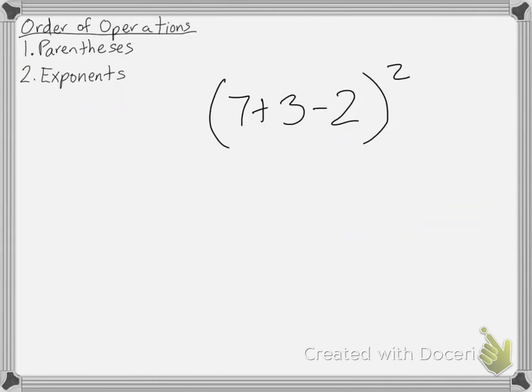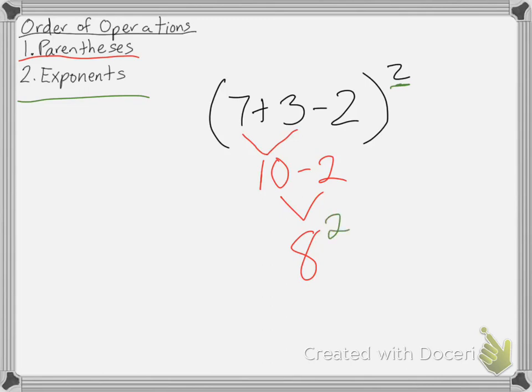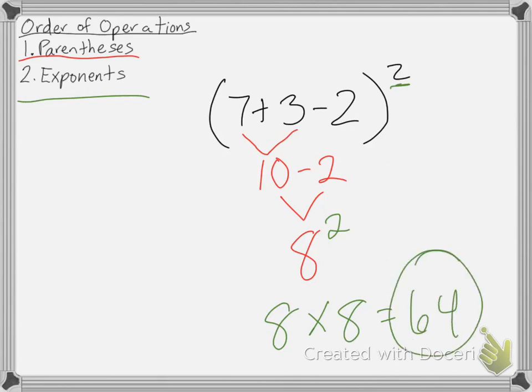Okay, now we have more here inside. Okay, again, we start off with parentheses. Okay, so first I'm going to add 7 plus 3. 7 plus 3 is 10, and then I still have to do the minus 2. 10 minus 2 is 8. Second step is exponents, so I bring that down. So now I'm left with 8 squared. 8 squared is 8 times 8, which equals 64. So my final answer is 64.